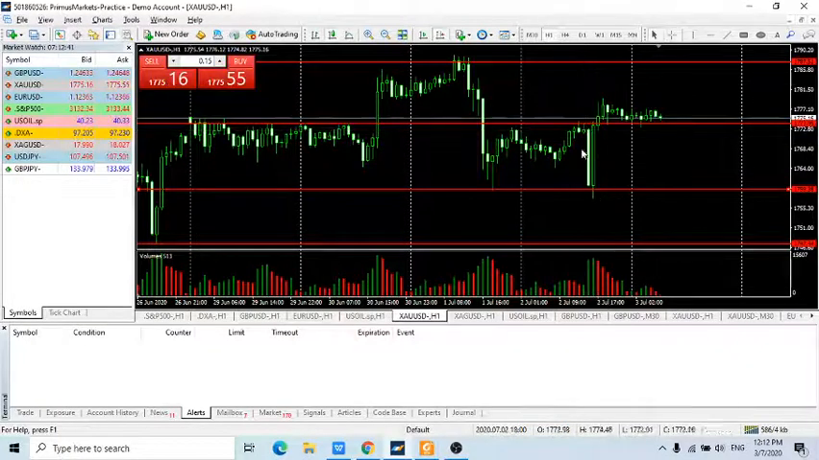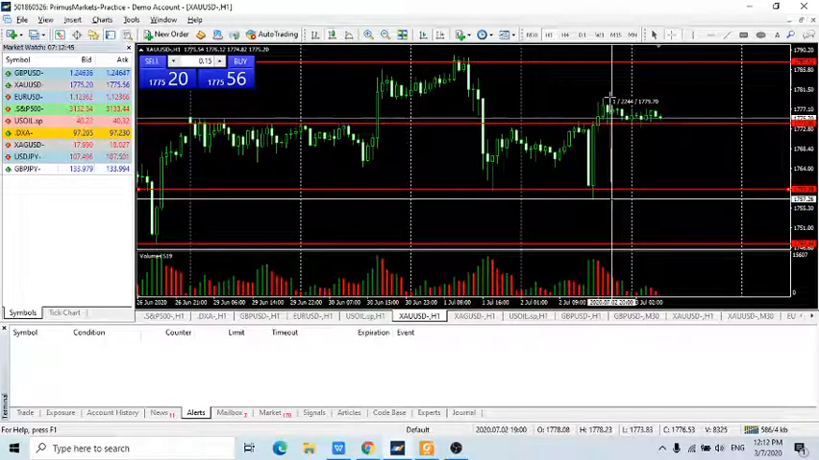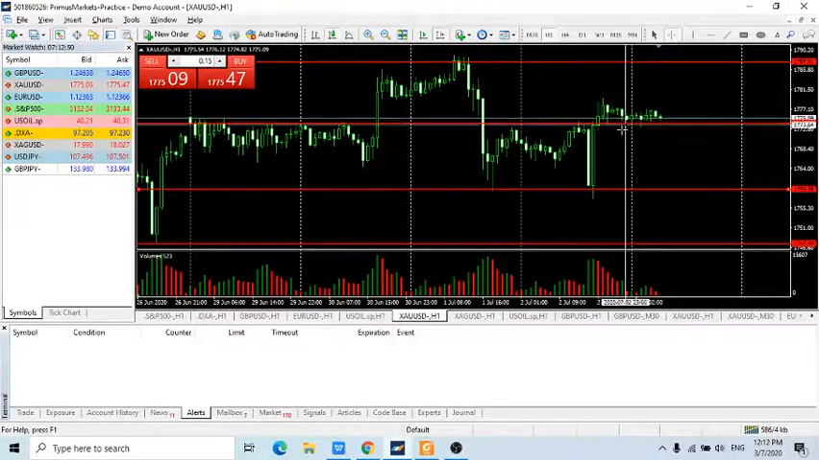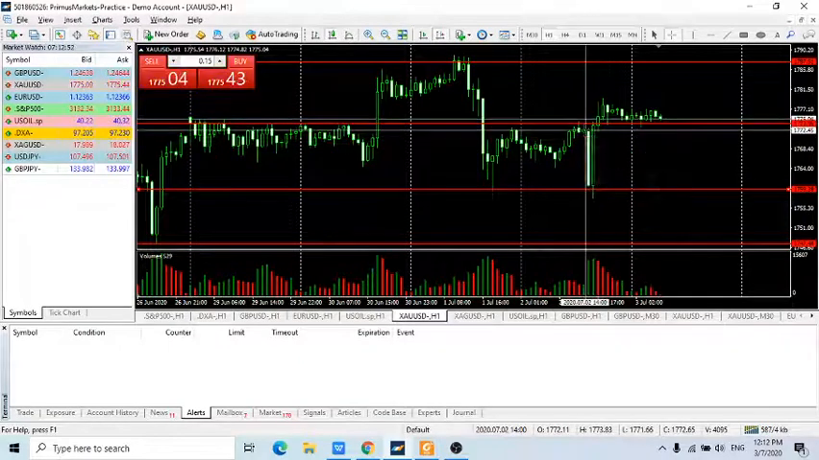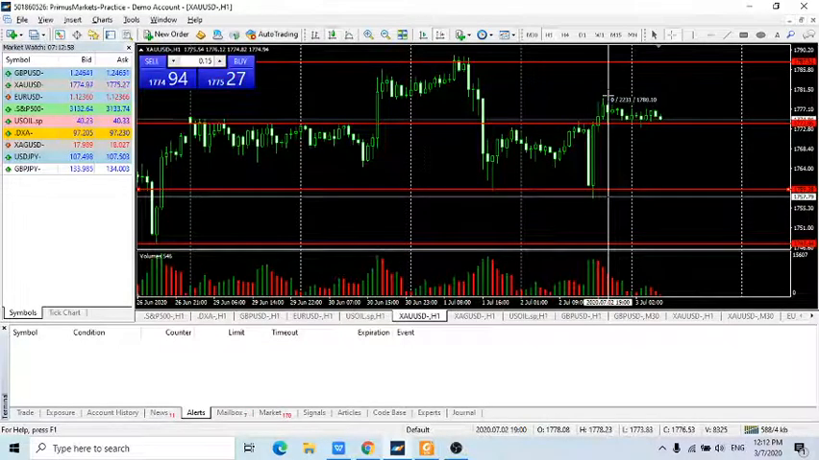1,757 before finding some support and then going back up to touch a high of 1,779. So gold prices moved down about $15, and then after it moved back up about $22.